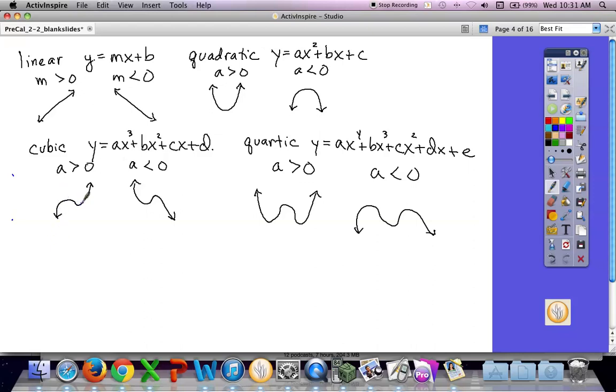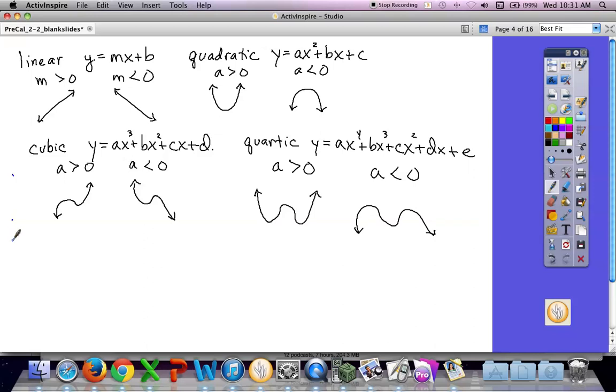It could have had 2 turns in it and ended up in positive territory, right? If it was in this shape, we would have said that it was flipped across the x-axis. So the leading number was a negative. That's what caused it to go from high to low.